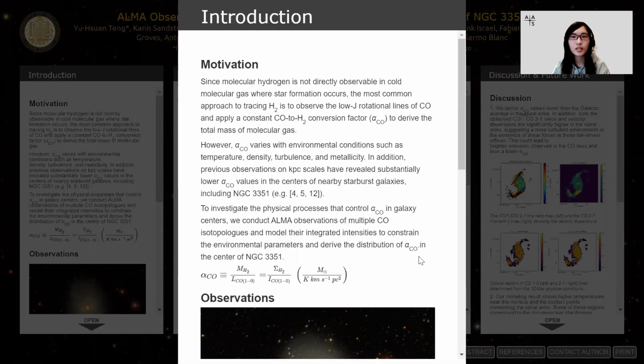However, recent studies have shown that alpha CO varies with environmental conditions like temperatures and densities. And recent observations also show the alpha CO is lower in the centers of many nearby starburst galaxies. And one of them is our target, NGC 3351.